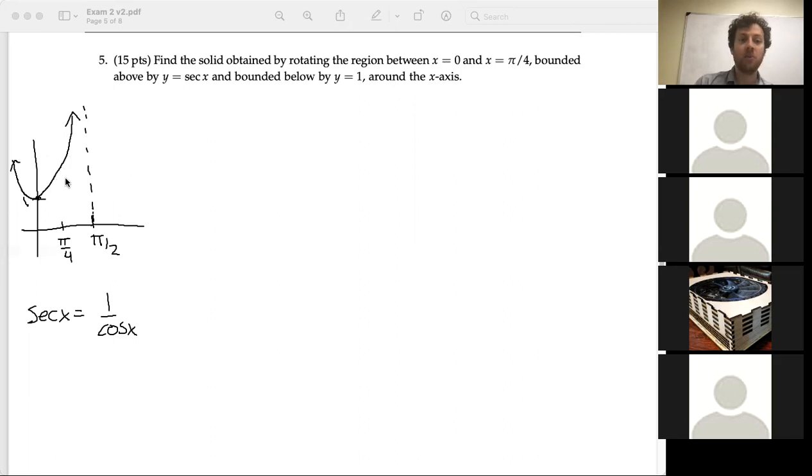This is the top of our region. The bottom is y equals 1. So that's this line right here. So we have this shape, not actually a triangle because we have secant curved on the top, but this is what we want to rotate. We want to rotate it around the x-axis.